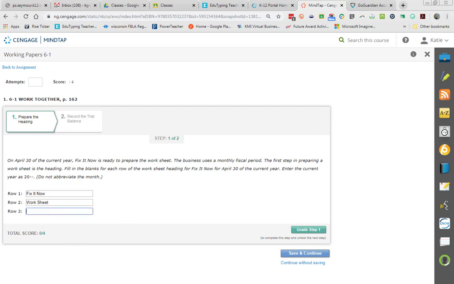Line 3 is going to be the date. And it told us in the directions that we're going to prepare it for a month, and we're using April 30th. So we're going to say for month ended April 30th, 2000 dash dash. Sorry, I just say XX and it's really dash dash. Those are the 3 lines that you put at the top of a heading of a worksheet.